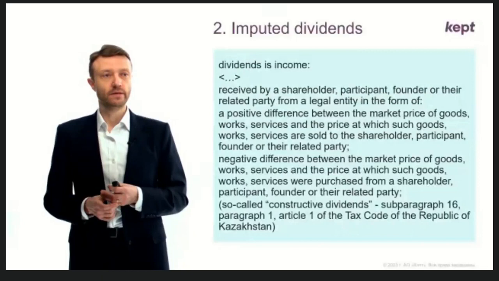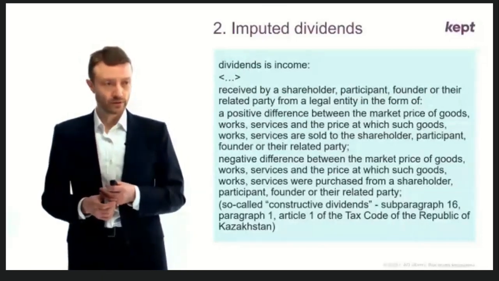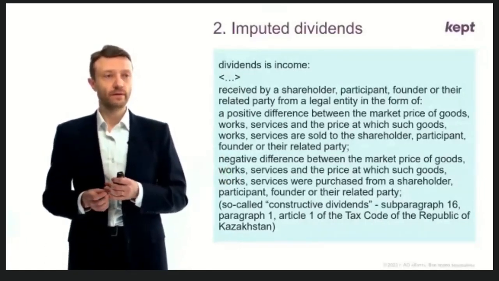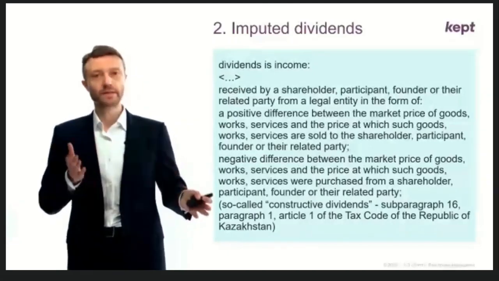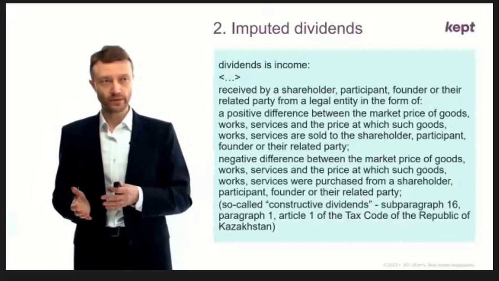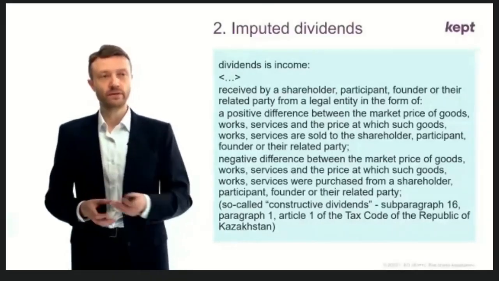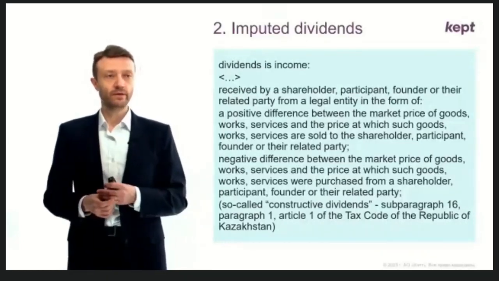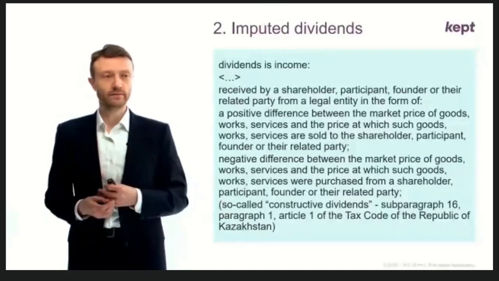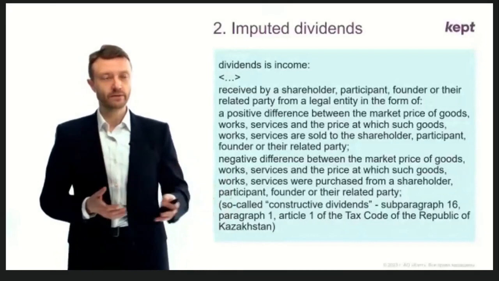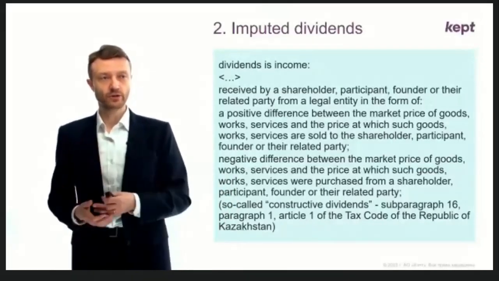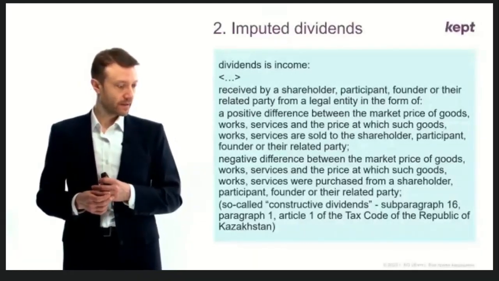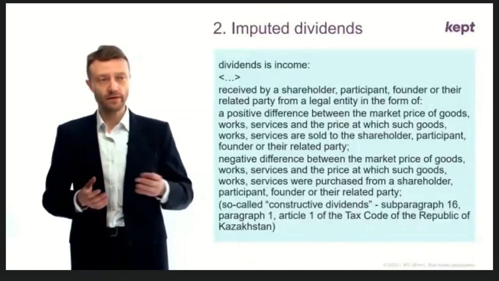And it's interesting that the decision was not based on so-called constructive dividends. Here is a quote from the tax code where the term constructive dividends is defined, which is basically the difference between the market price and the actual price, and the difference is treated as constructive or imputed dividends where the price paid by the foreign related party is lower than an arm's length price.